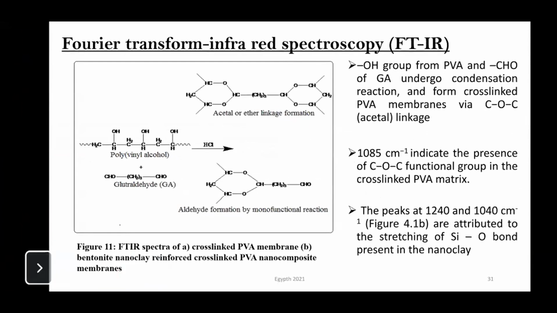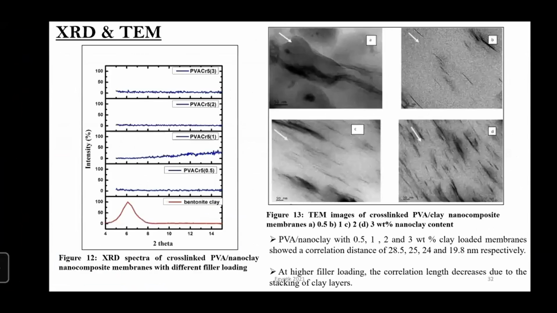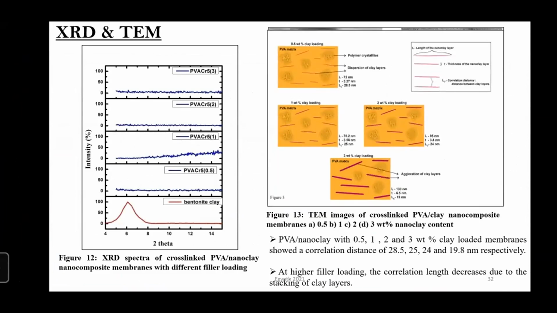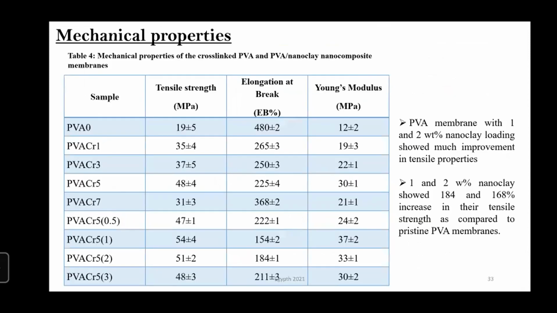This is the Fourier transform infrared image of the cross-linked PVA nanocomposite membrane, and the membrane forms a nice cross-linking between the polyvinyl alcohol nanocomposite and glutaraldehyde. The same image shows the fine dispersion of the nanoclay in the cross-linked polyvinyl alcohol matrix, and in this cross-linked nanocomposite, polymer crystallite formation and dispersion of clay fillers take place. From the schematic diagram, the thickness of the nanoclay increases with increasing filler loading.